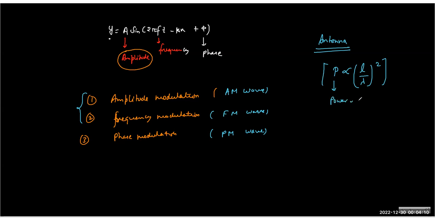Power radiated by the antenna. So obviously the issue is, if you use low frequency, it means high wavelength, and high wavelength means basically you have to use a large antenna. So there is also the size of the antenna. I mean, this is not the right formula. This is the energy consumed, and the size of the antenna.